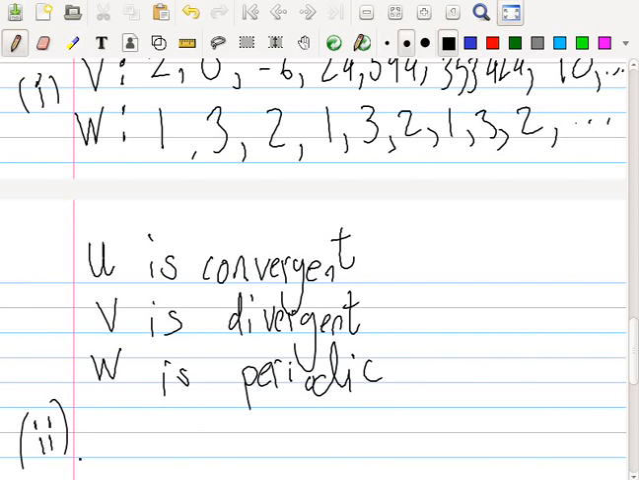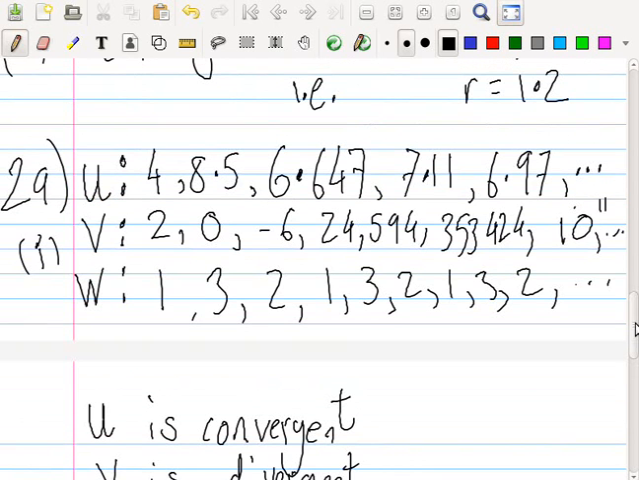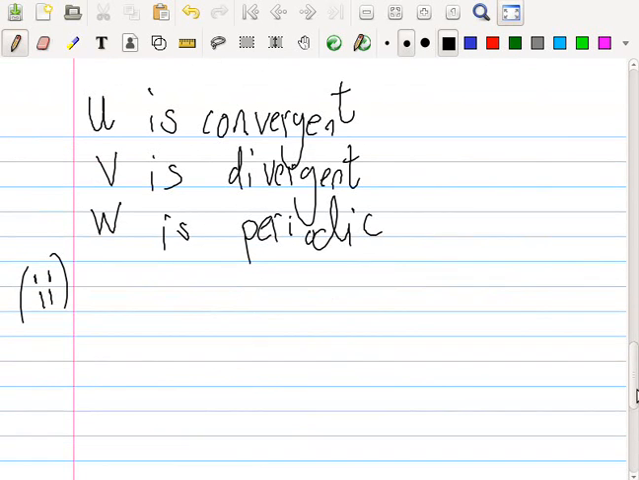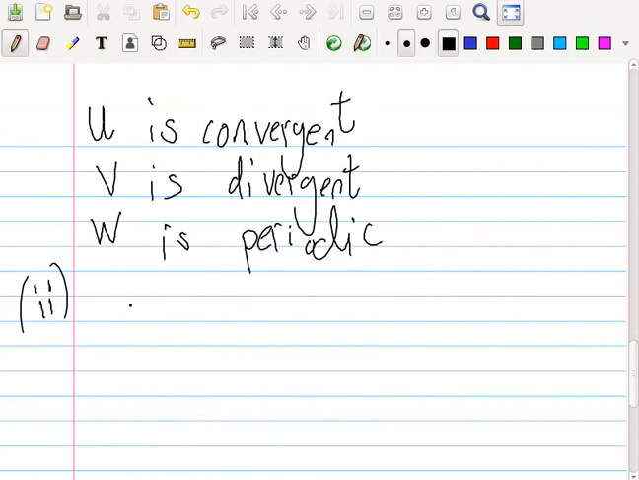Next one is find the limit. If I was to look at U, what do I think the limit would be? 7. Yeah, we think it'd be 7. So we'll write down the U formula. It's U n plus 1 equals 5 plus 14 over U n.